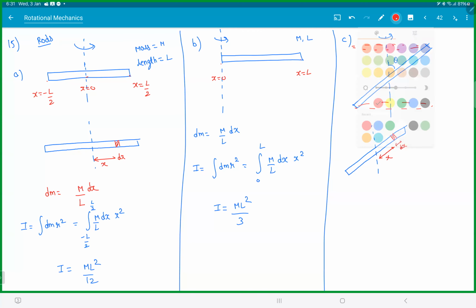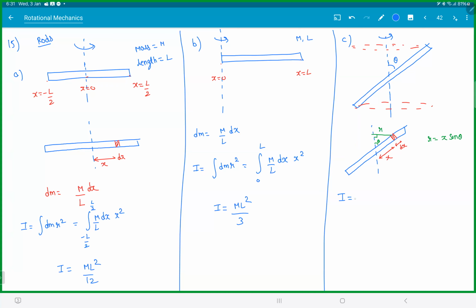So here the important thing: what is the perpendicular distance? This is your perpendicular distance. So here r will be x sine theta. Hope you're getting the difference. R is the perpendicular distance of the particle from the axis. X is not the distance from the center.